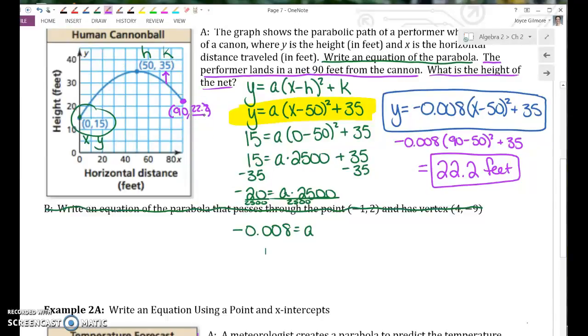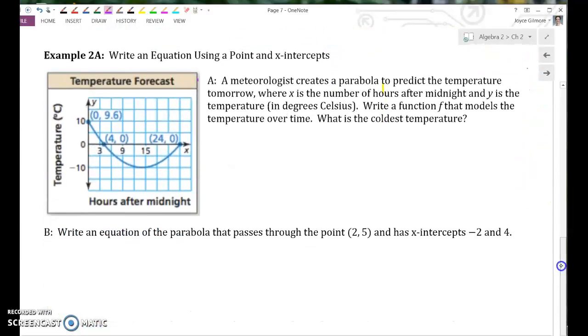Okay, now overall, was this problem all that difficult? Plug in the vertex, plug in the point, figure out what A is. Once you figure out what A is, go back and rewrite the equation with your A value. Okay, let's go down to example 2A. Write an equation using a point and the x-intercepts.